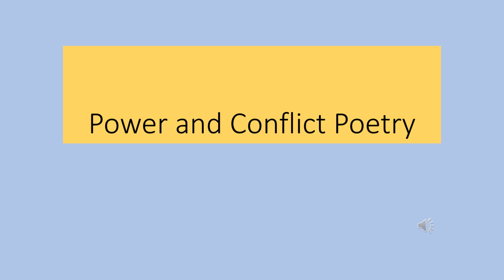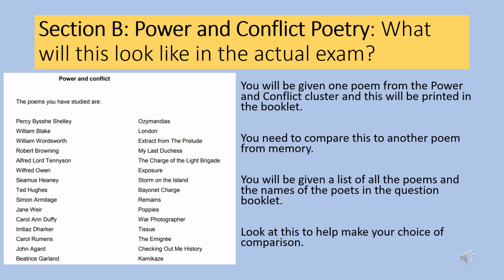So now we're going to move on to Power and Conflict Poetry, Section B. In Section B, Power and Conflict Poetry, you will be given one poem from the Power and Conflict cluster, and this will be printed in the booklet. You need to compare this to another poem from memory. You will be given a list of all the poems and the names of the poets in the question booklet, and look at this to help make your choice of comparison.